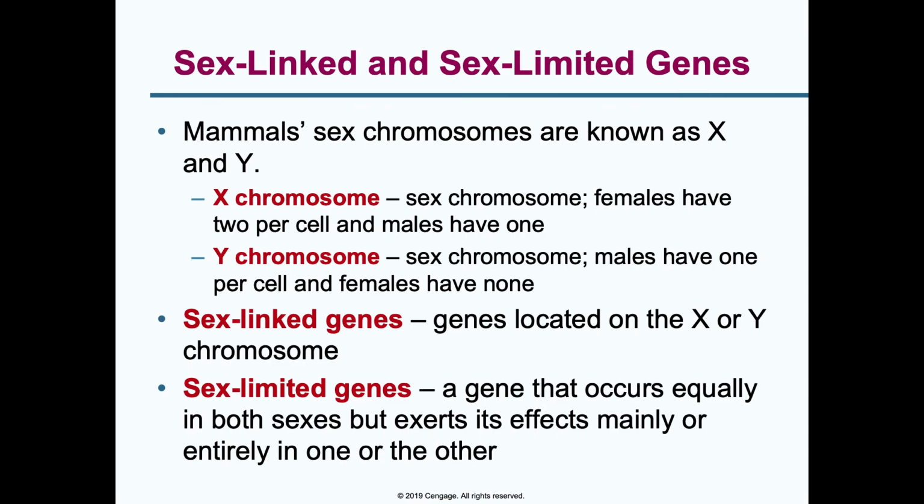And again, the interesting part about the bottom one, the sex-limited genes, is that these are genes that occur equally, unlike the X and Y that are not equally occurring. But it exerts its effects mainly or entirely in one or the other. So for example, if someone has a color deficiency with their vision, it really does depend on the X chromosome because some of these are actually activated and some are not. It depends if you have and how many X chromosomes will affect the color deficiency.